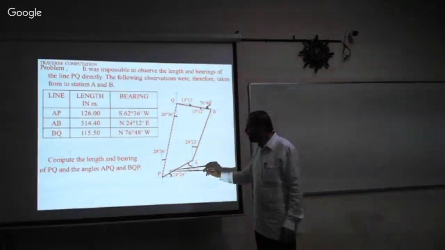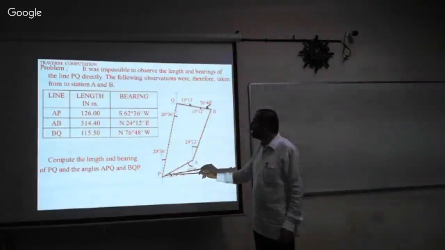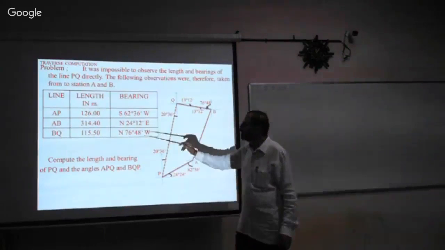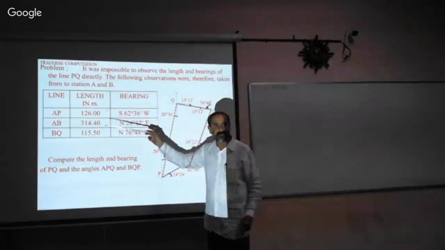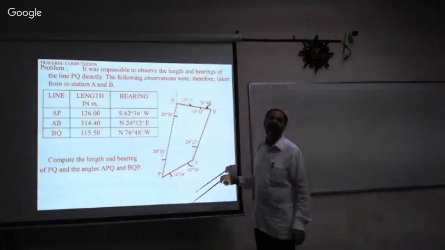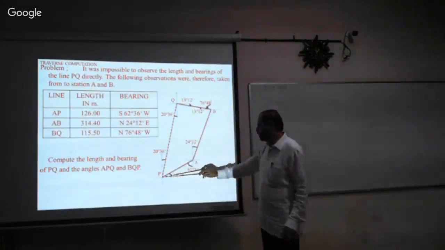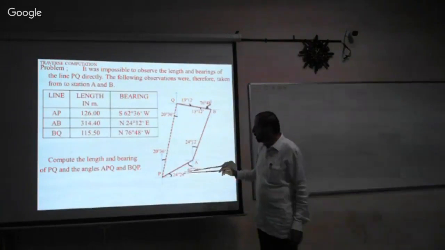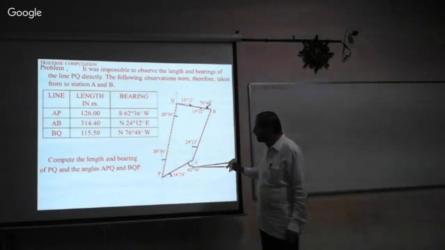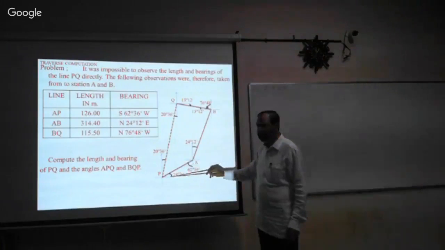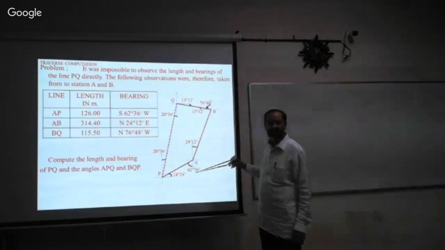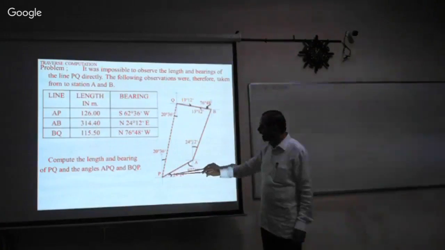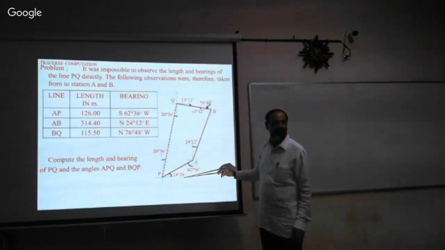It is PA. What is the length PA? AP or PA both are same. Now see, when this angle is given, are we able to calculate this angle? If this is the alternate angle, it is 90 minus 62 degree 36 minutes, therefore the alternate angle is 24 degree 24 minutes.